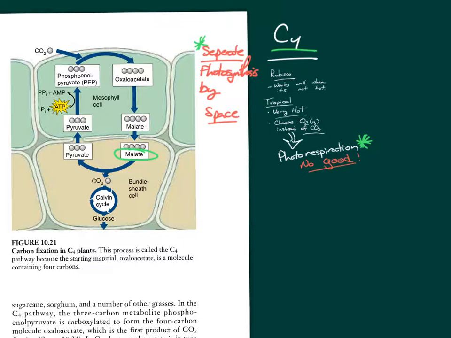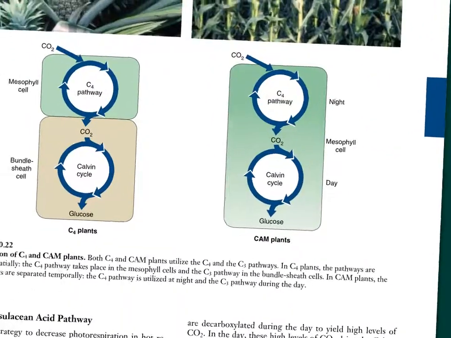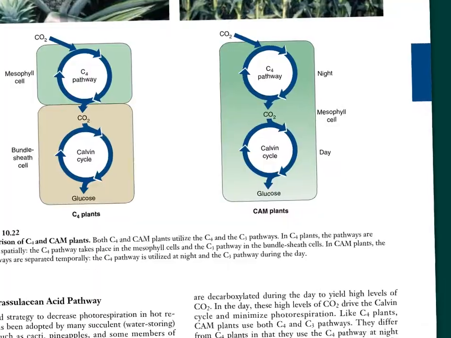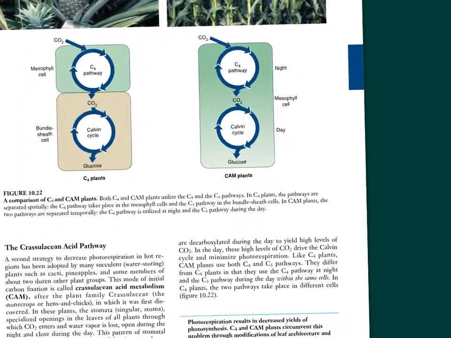Now let's look at CAM photosynthesis, which is what desert plants use. So here's a diagram. These diagrams are in your book. You should have read them. Of course, some people haven't, but that's okay.